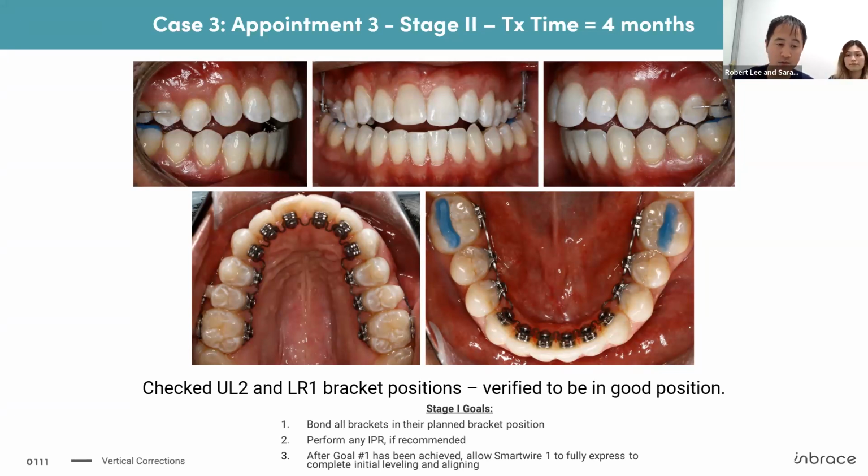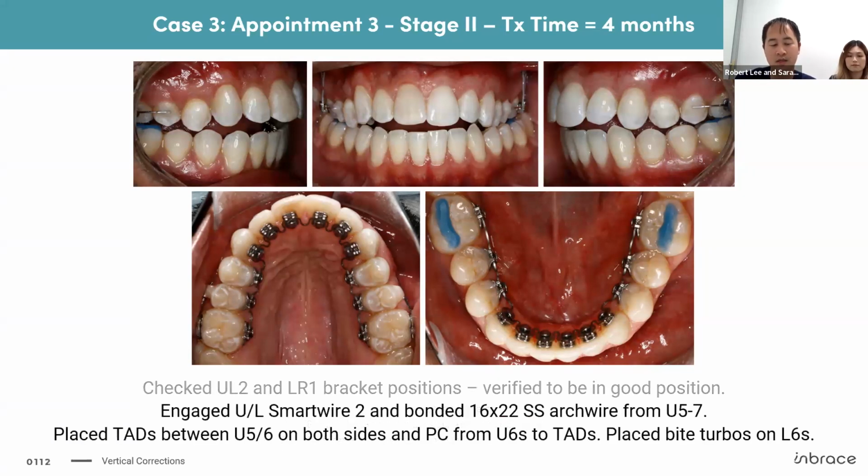All IPR has been performed. And since we've achieved goal number 1, we've allowed smart wire 1 to fully express. We went ahead and engaged upper and lower smart wire 2. At this point, we're going to start the TADs, the posterior intrusion with TADs.